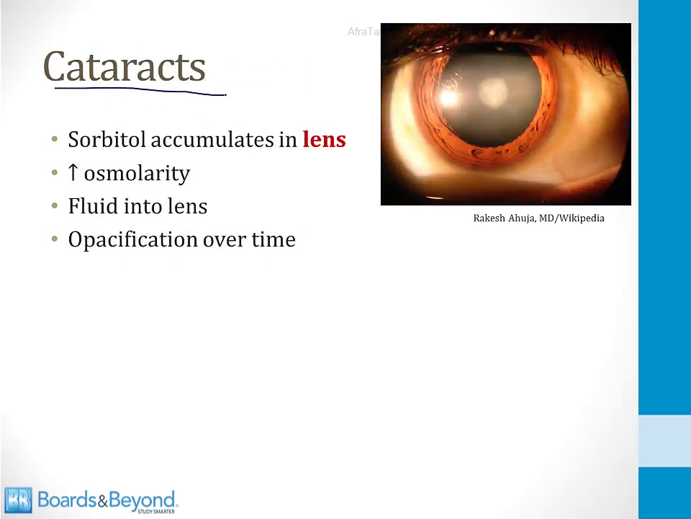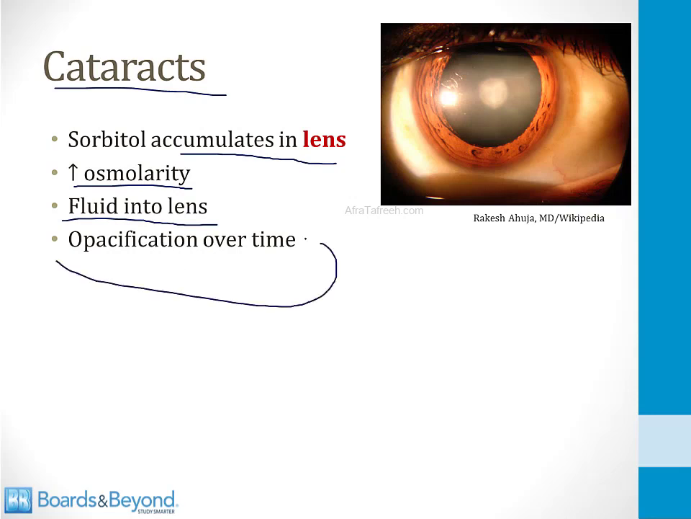Cataracts are more common among diabetics, and sorbitol accumulation is believed to play a role in the development of diabetic cataracts. Sorbitol can accumulate in the lens of the eye. This can lead to increased osmolarity, and fluid can be drawn into the lens, and over time the lens can become opacified and develop into a cataract.